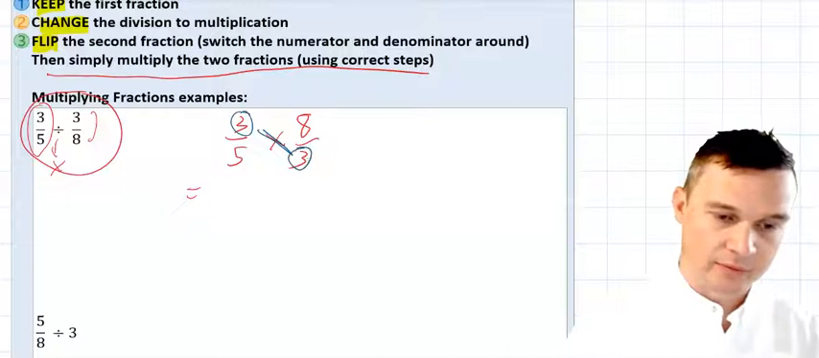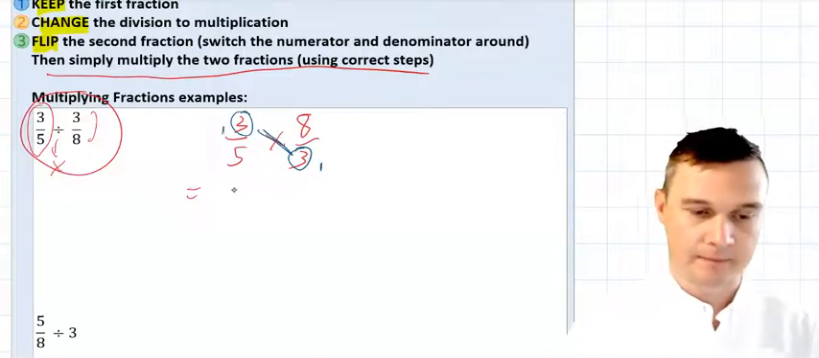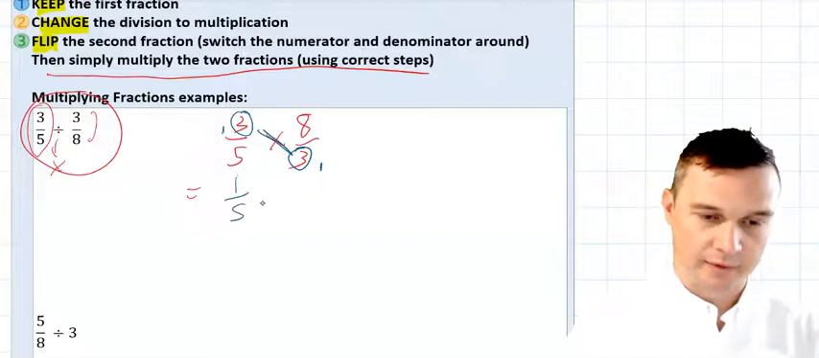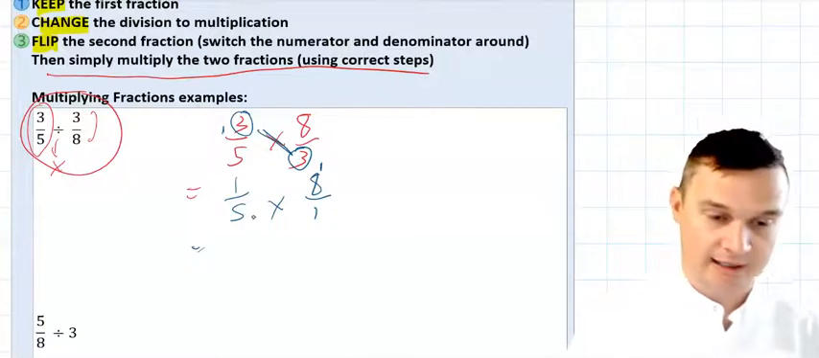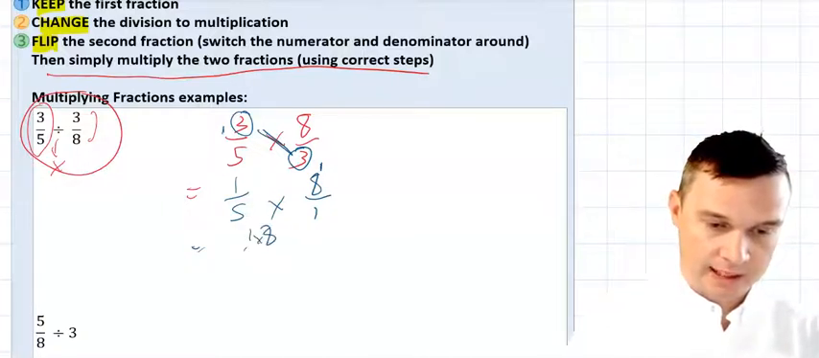Okay, I've got a 3 and a 3. They both go into each other once, or they both go into 3 once. So now I have 1 over 5 multiplied by 8 over 1. Now I can simply multiply my numerators and denominators together. So 1 times 8 and 5 times 1 will give me 8 over 5.